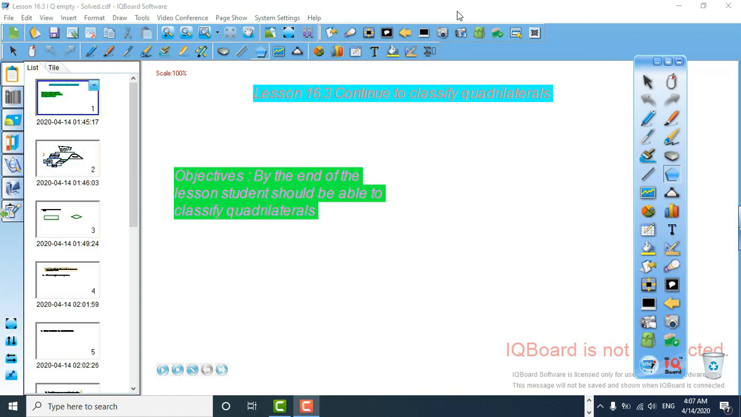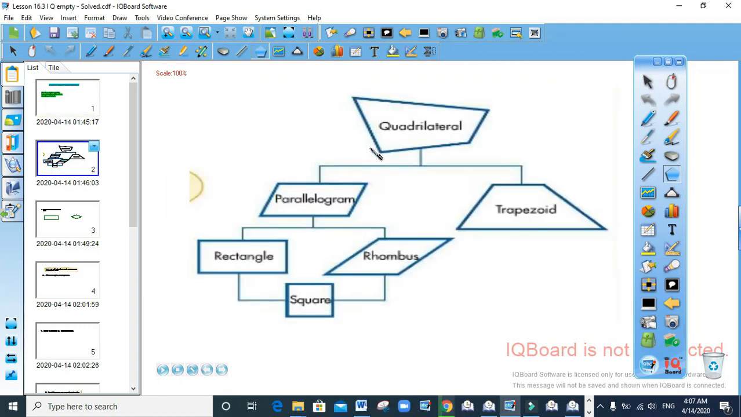Welcome to our new lesson 16.3 with you, Mr. Muhammad Jamal. Our lesson today continues classifying quadrilaterals. By the end of the lesson, students should know how to classify quadrilaterals. As we studied before, this is a quick revision.